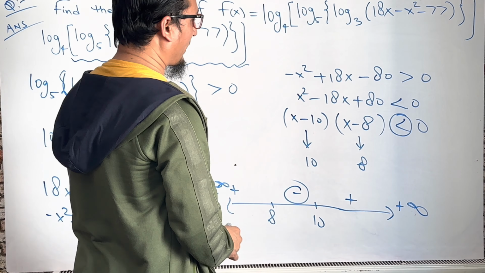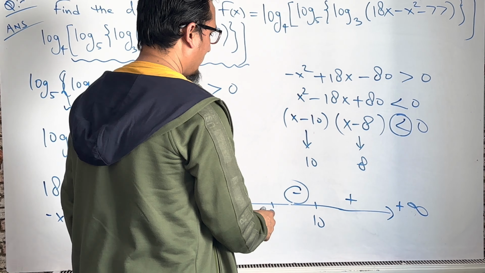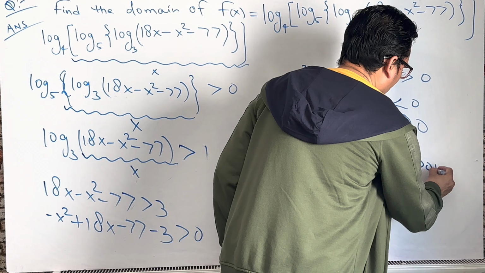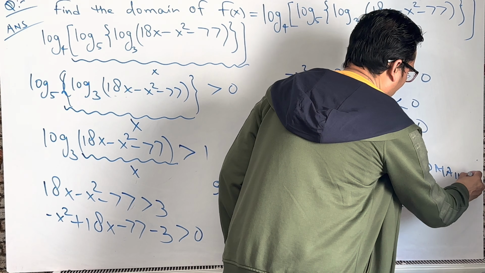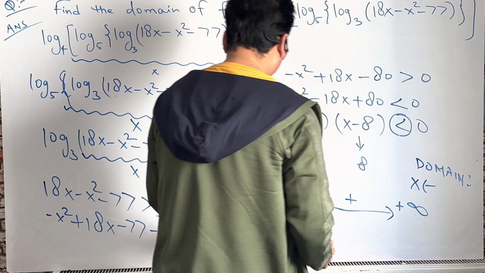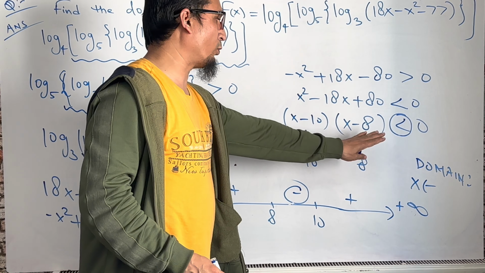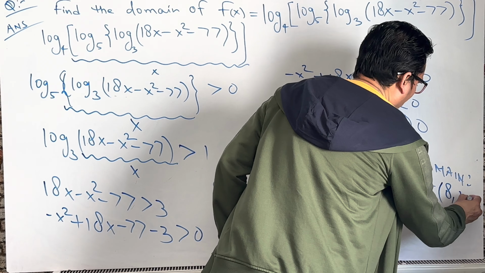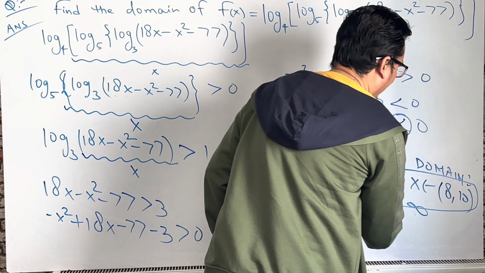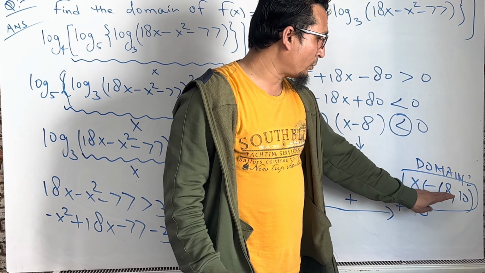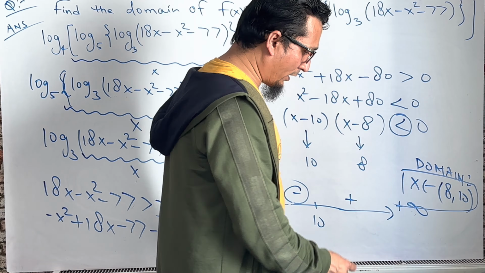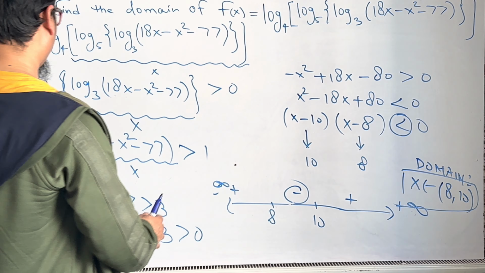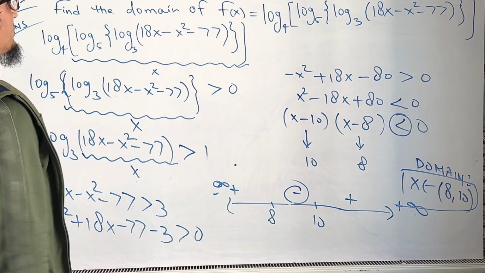So the domain is x belongs to the interval between 8 and 10, and don't use the closed bracket because this is just less than. So from 8 to 10. Guys, the domain belongs to 8 to 10, right? So if the domain is from 8 to 10, we can say this function exists, right?